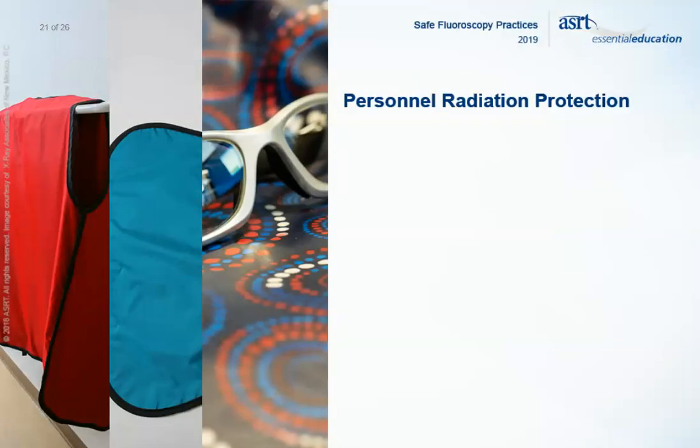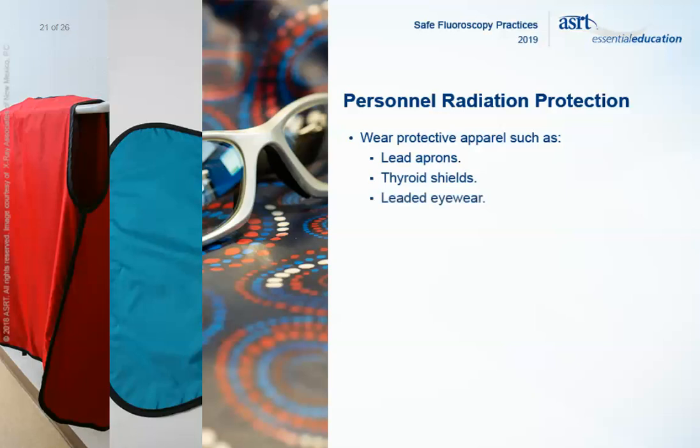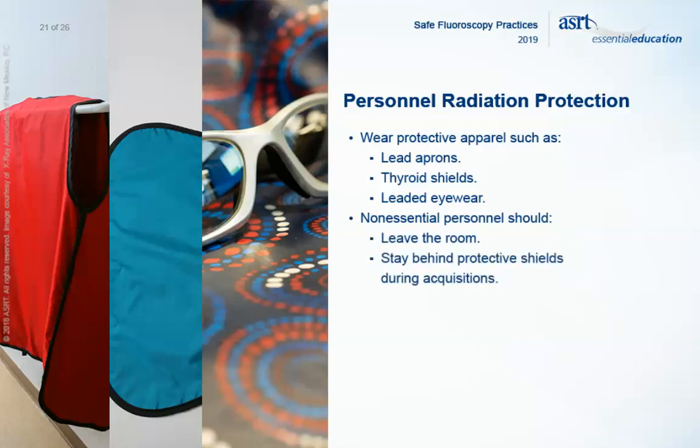All individuals who are in the vicinity of the procedure should wear protective apparel such as lead aprons, thyroid shields, and leaded eyewear to shield them from ionizing radiation. Additionally, all non-essential personnel should step out of the room or remain behind protective shields during acquisitions.